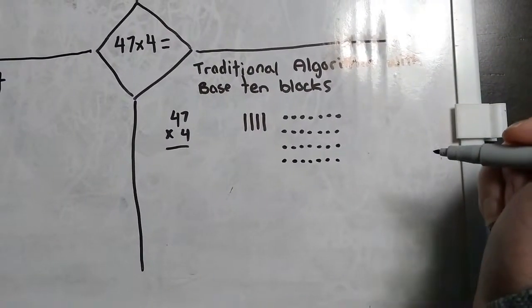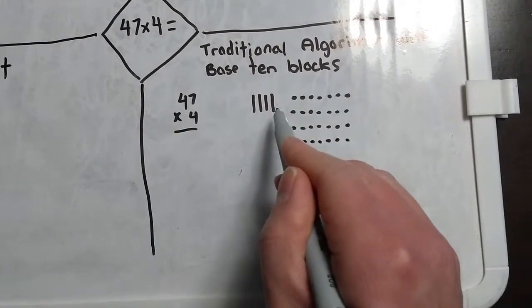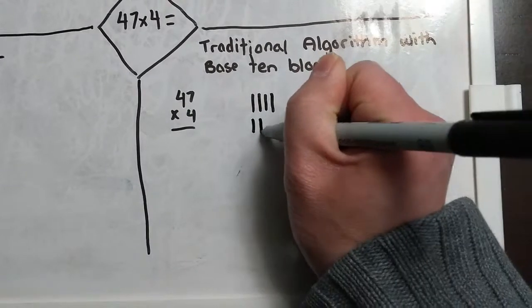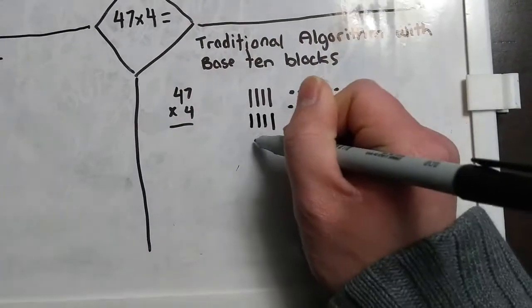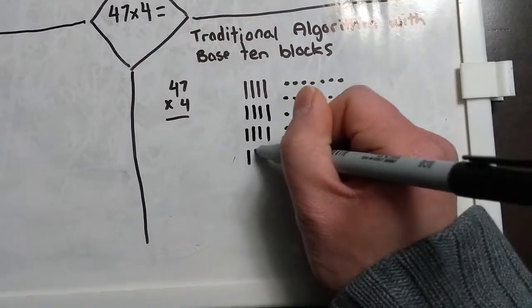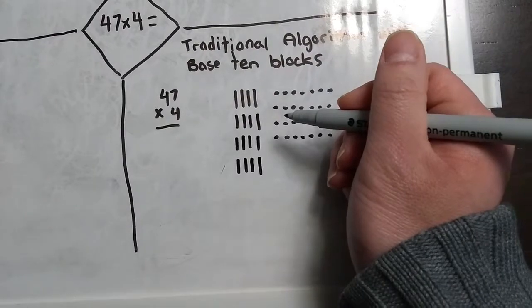Next, I look at my tens place value. 4 times 40 is equal to 160, or I would draw 4 tens 4 times. After I'm done drawing, if you count, you're going to see I have 16 tens. So on my tens place value, I'm going to write down 16.